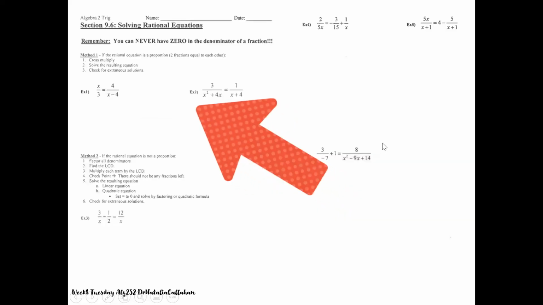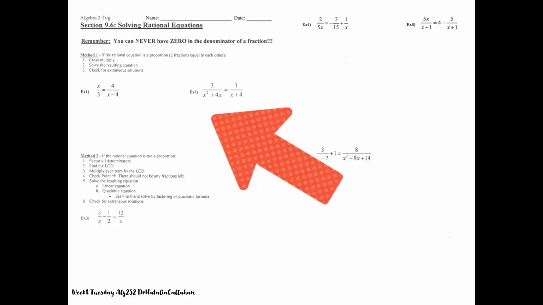So come on up, guys, and grab your guided notes. Grab a dry erase marker and an eraser right here. So go ahead and grab it.